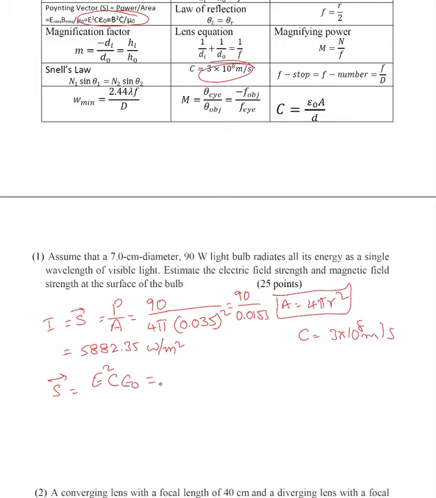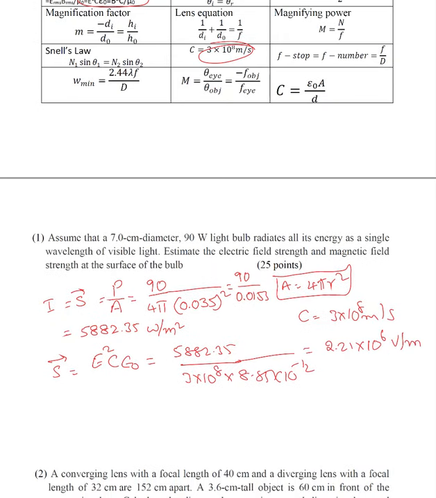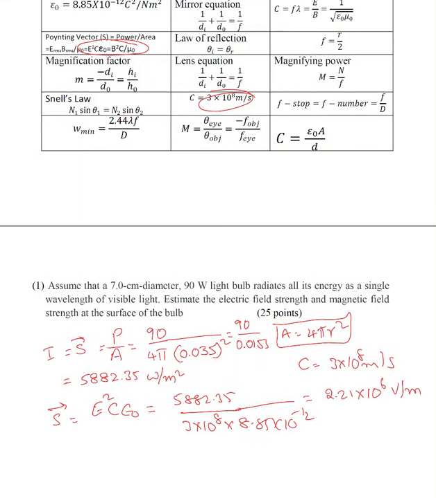Okay, so E square, which we don't know. C I know, epsilon naught I know. So S equal to 5882.35 divided by 3 times 10 to the power of 8 times 8.85 times 10 to the power of negative 12. So 5882.35 over C times epsilon naught, I end up with E equal to 2.21 times 10 to the power of 6 volt per meter.